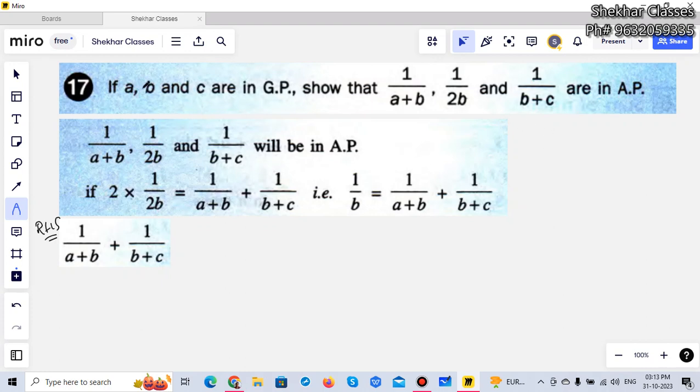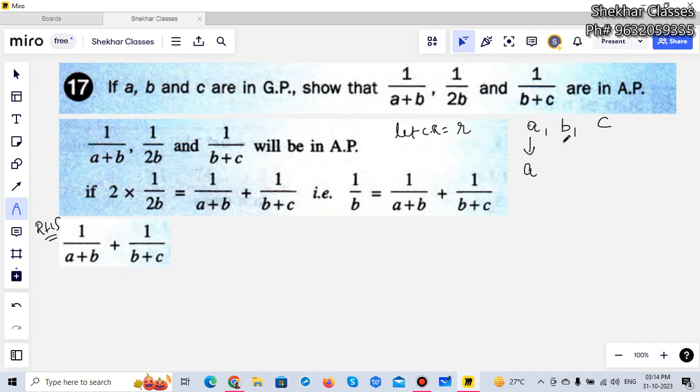Before we move on, they have given that A, B, C are in GP. So we can use the GP laws that we have. The first term is A, second term is B, and third term is C. Let the first term be the small a only, and let the common ratio be R.